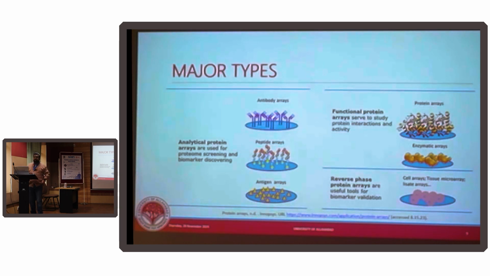Now another kind of array is called the functional protein array. This is actually very important when you want to study protein-protein interaction. You can also do an enzyme array. Suppose you want to check for enzymatic activity. What all enzymes are present in your cell lysate? Then again, you cannot store your cell lysate for a longer duration.